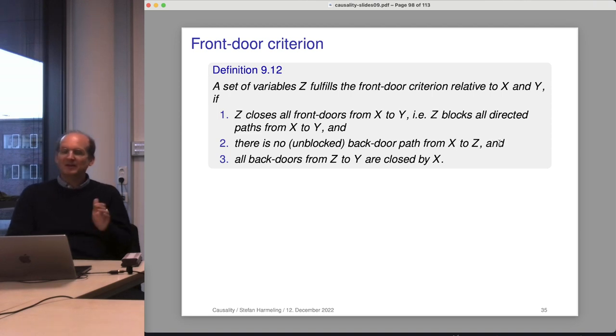Okay, instead of having a path from X to Y, now we have an intermediate variable, and we are asking for backdoors from X to this intermediate variable. And those must be blocked as well. And all other backdoors from Z to Y are closed by X.